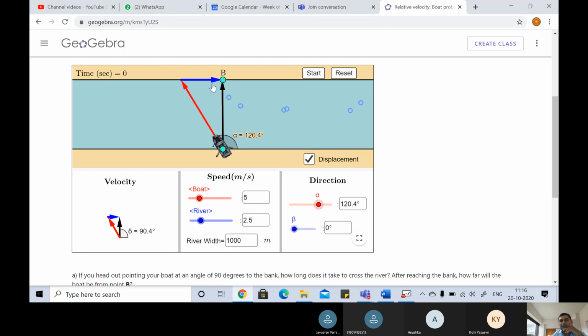Blue vector is river velocity. Red vector is the velocity of man, his effort. This is his effort. This is the river's effort. Finally, he will land at B. So that means he should turn towards which side? Towards the left side. Correct or not? Then only he will reach B. That means he is now traveling in the shortest path, correct or not?